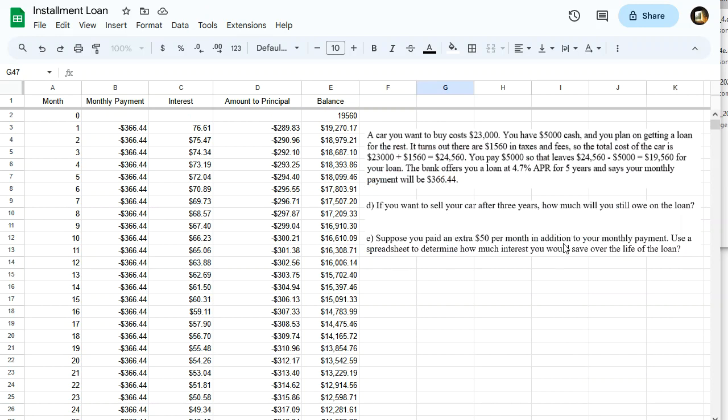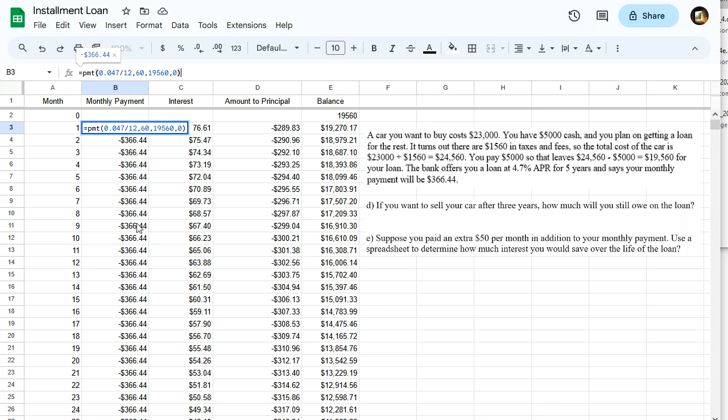Suppose you paid an extra $50 per month in addition to your monthly payment. Use a spreadsheet to determine how much interest you would save over the life of the loan. So literally what we're going to do here is we're going to go to our monthly payment calculator. And here we've got our monthly payment of $366.44. We're going to send in some more, okay? So how much more do we want to send in? We want to send 50.